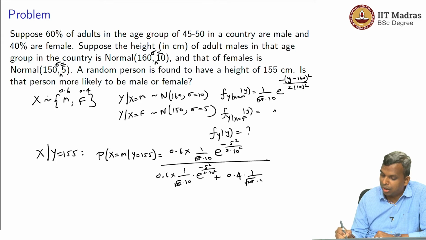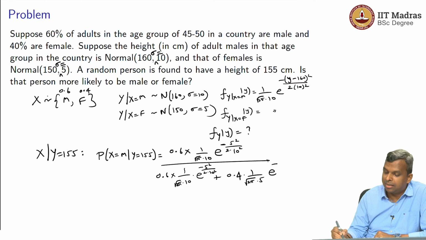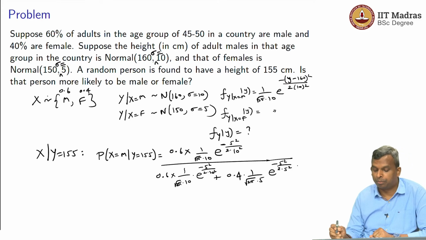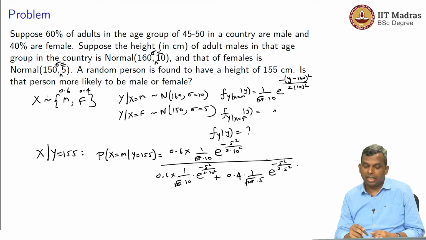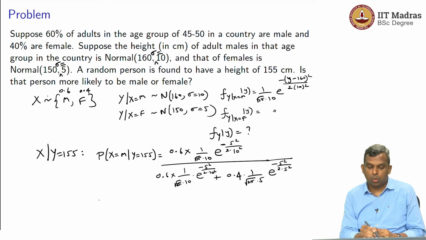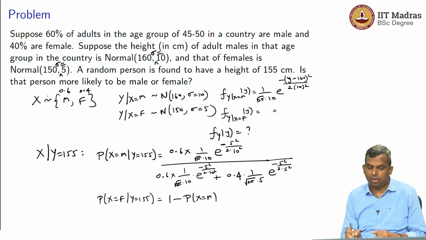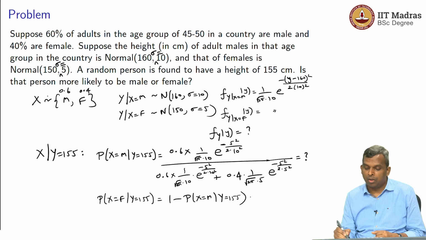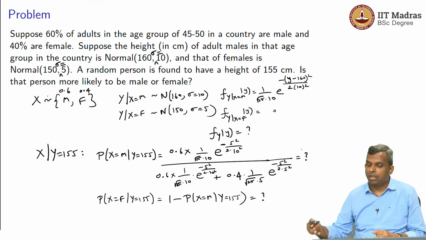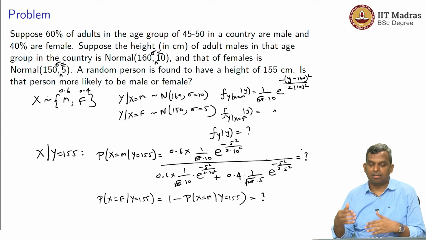5, e power minus, once again, it's 155 minus 150, isn't it? That's 5 squared by 2 into sigma squared, which is again 5 squared. One can simplify this and you will calculate a probability. What will be the probability that X equals F given Y equals 155? It's just 1 minus this other probability, since X after all takes two values. So you find this value, and whichever is greater, you will pick that. That's the problem here.